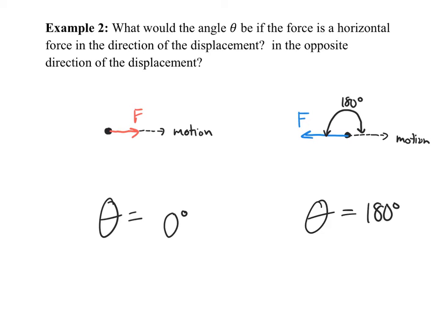Here's my motion, here's my force. It's 0 degrees. If motion is upward and the force is upward, the angle is 0 degrees. If the force is ever in the direction of motion, the angle is 0 degrees.